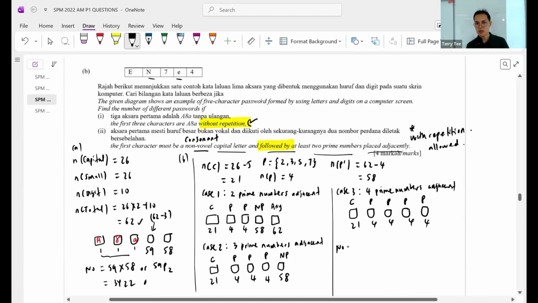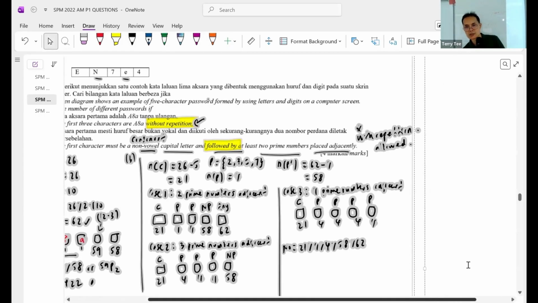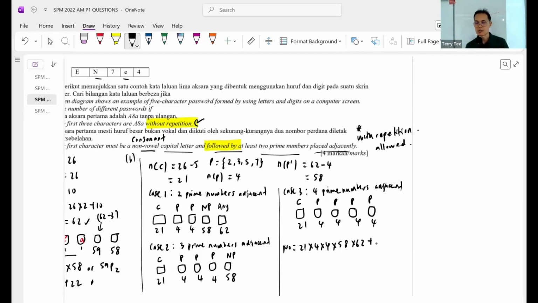I don't want to write so many steps, so I'm going to write 21 times 4 times 4 times 58 times 62. First case. Let me write below, more space. Second one: 21 times 4 times 4 times 4 times 58. Next one: 21 times 4 times 4 times 4 times 4. You can write 21 power 4.